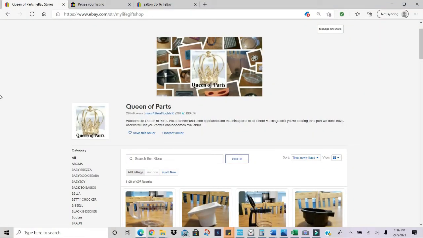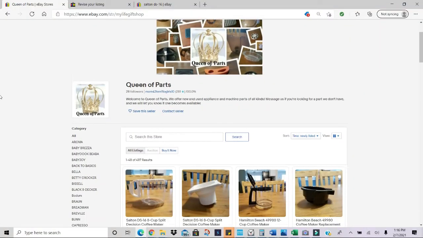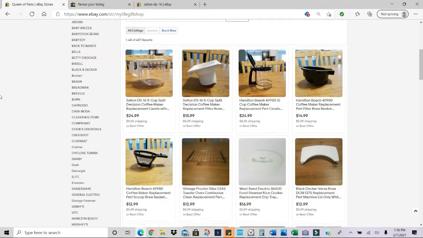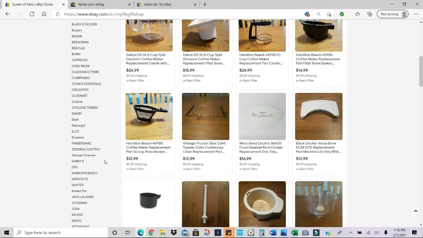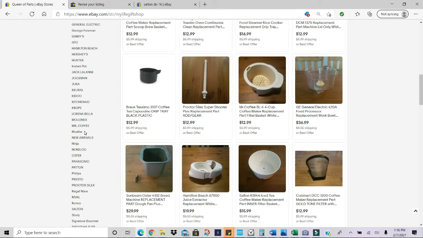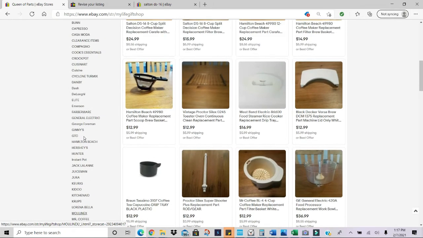Now we are in my second eBay store, which is an appliance parts store, and I only have 2 subcategories. The first one is a little bit misleading, but it is called new arrivals, and new arrivals is anything that I listed in 2020 or later. And then I also have a section called clearance items, so that would be anything that was listed in 2019 when I opened this eBay store.